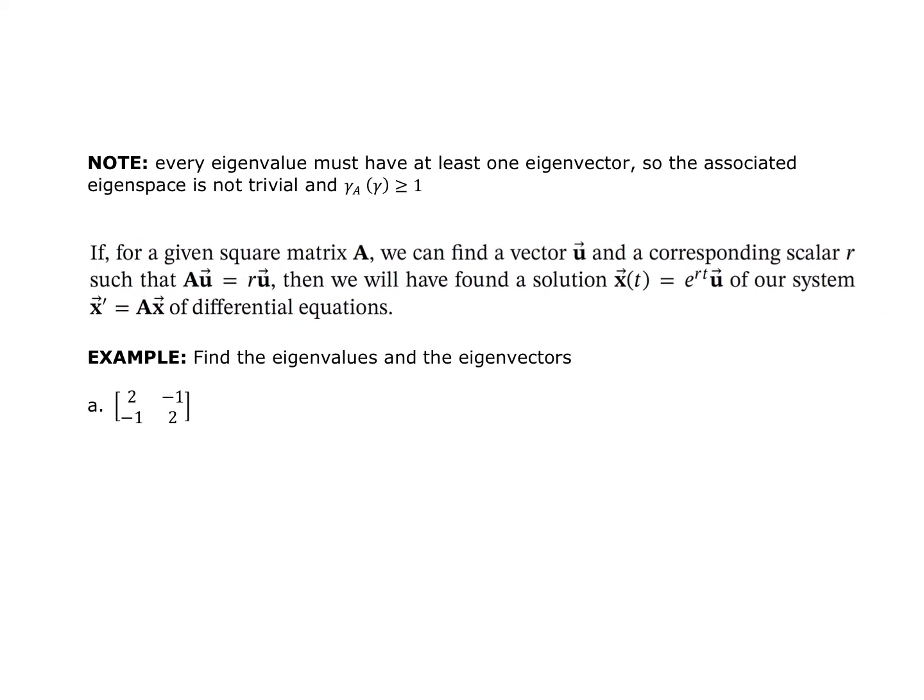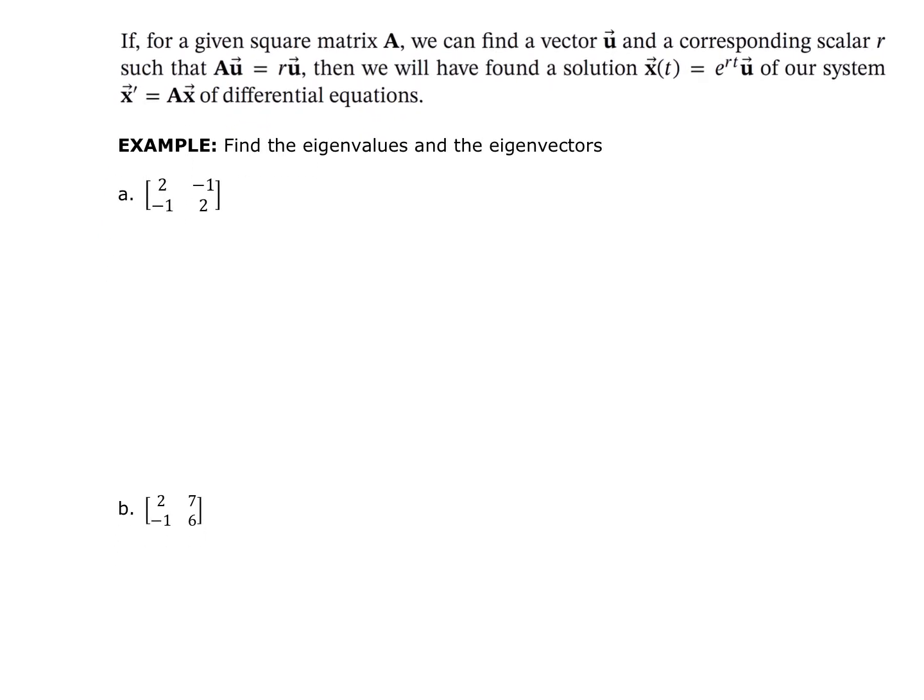And so for the given square matrix, find the eigenvector and the corresponding scalar that makes this true. So I believe I've already done the first one, so I'm going to skip that. So let's go to the second one. This one I did in my previous example. Now I'm going to do this one.